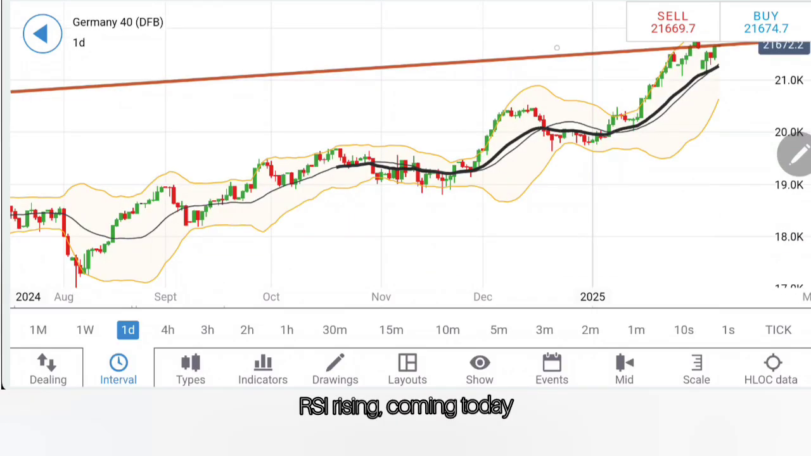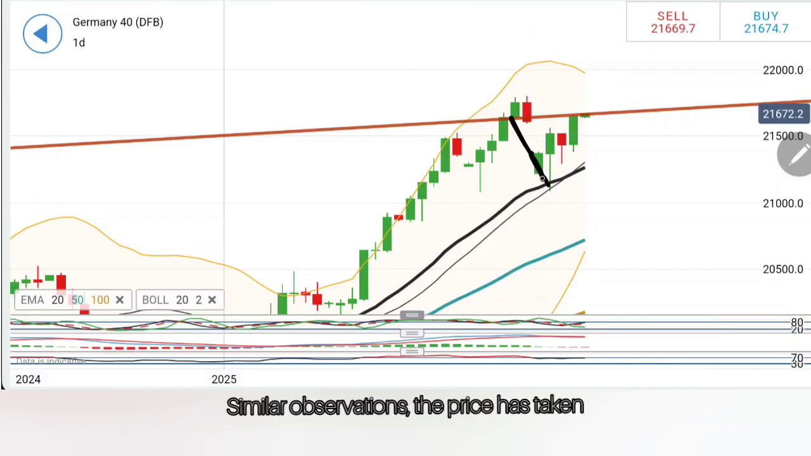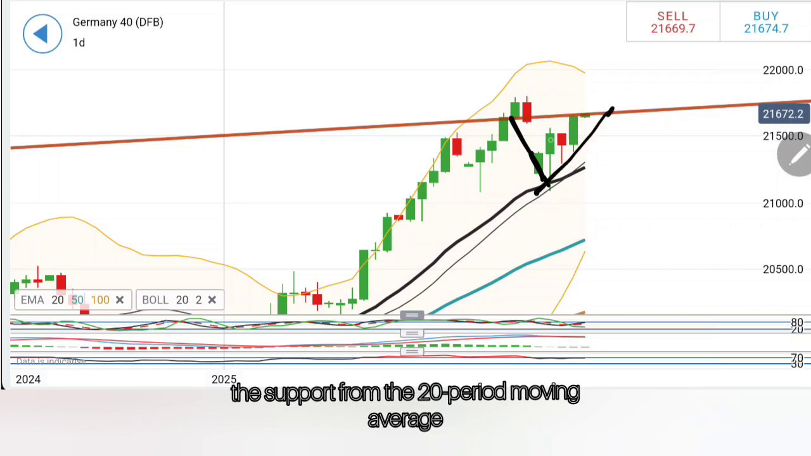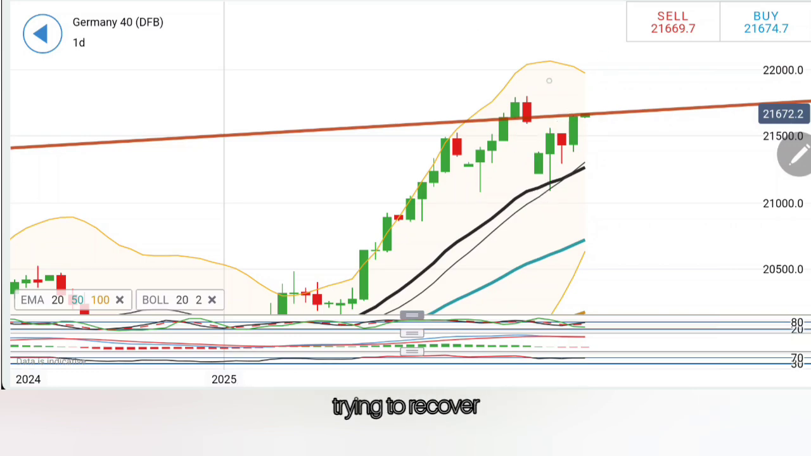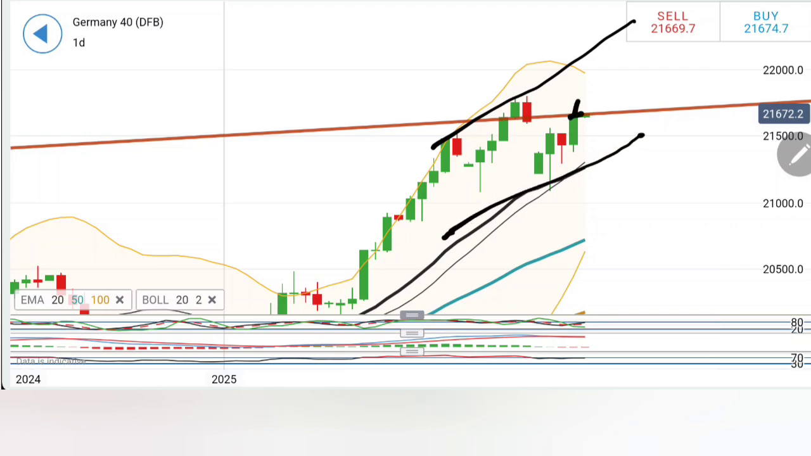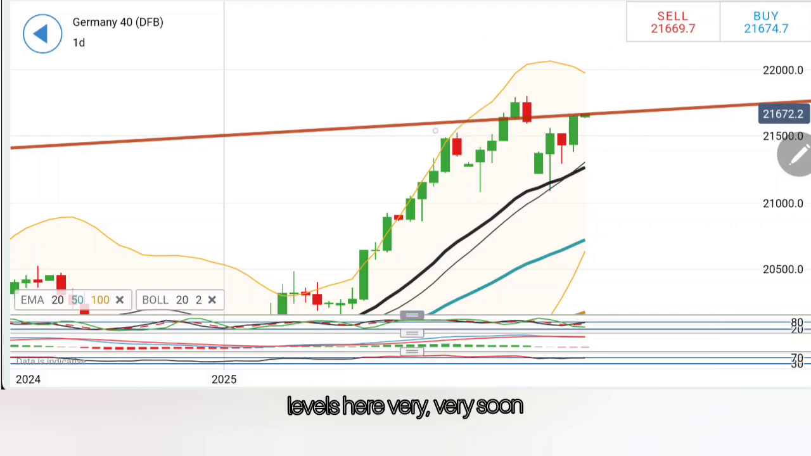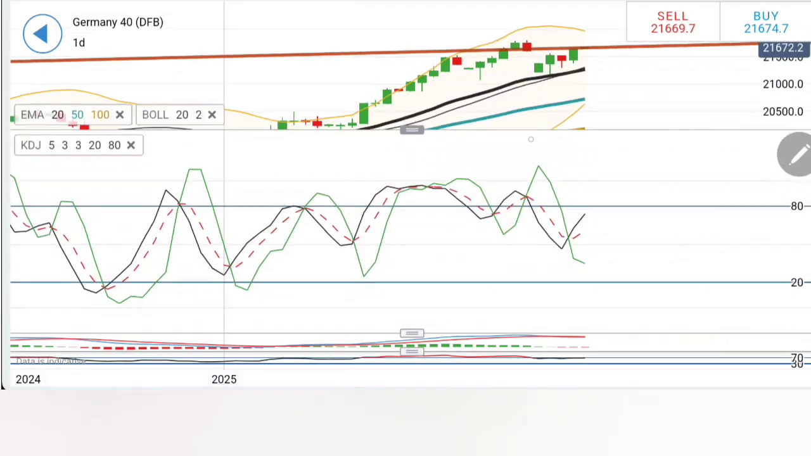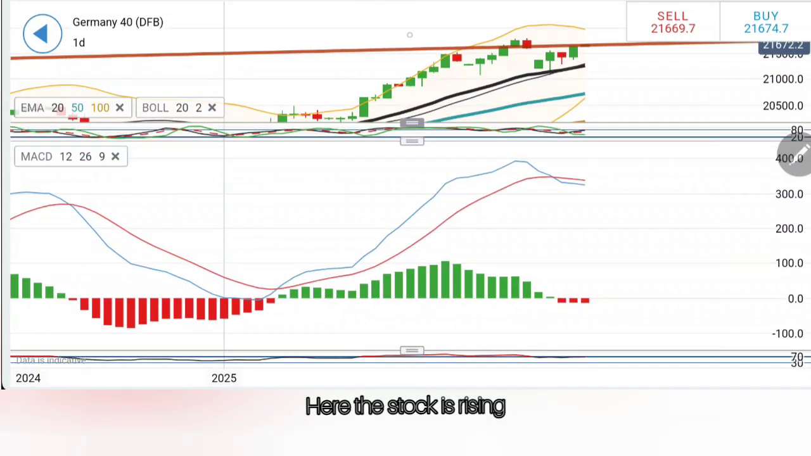RSI rising. Similar observations, the price has taken the support from the 20 period moving average, higher lows, higher highs, trying to recover, trying to bounce back. And now once it breaks beyond 21,760, 21,800, you can expect that the prices might hit 22,000 levels very, very soon.